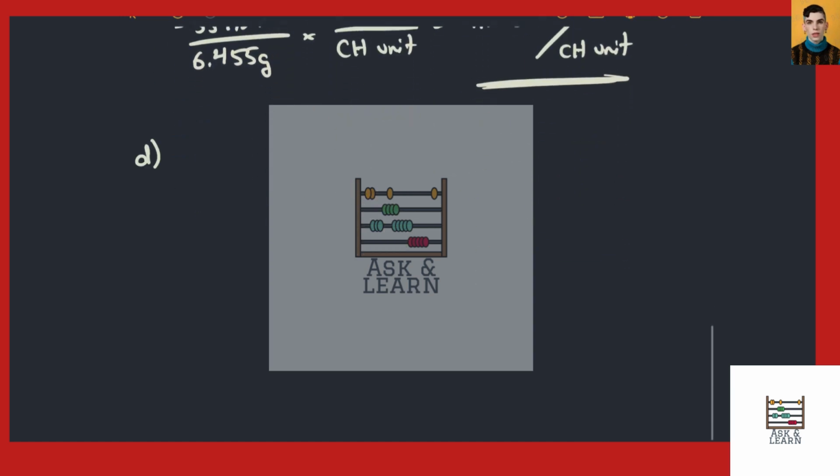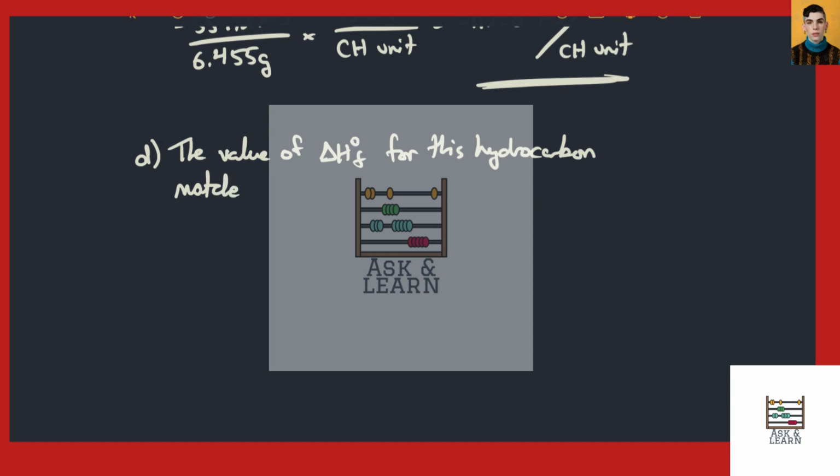And lastly, for D, do you think that the hydrocarbon is one of those listed in Appendix C? So the value, looking at Appendix C, of delta H naught formation for this hydrocarbon matches with that of acetylene in Appendix C.